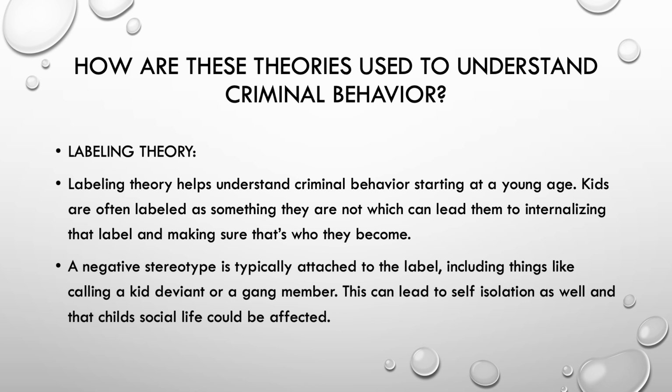How are these theories used to understand criminal behavior? This time, labeling theory. Labeling theory helps understand criminal behavior starting at a young age. Kids are often labeled as something they are not, which can lead them to internalizing that label and making sure that's who they become. Adults have a big impact on the way that kids turn out, and I think that when a child is labeled by an adult that they look up to, they believe that's who they are or who they should become, and that's when the label gets internalized. A negative stereotype is typically attached to the label, including things like calling a kid deviant or a gang member. This can lead to self-isolation as well, and that child's social life could be affected.